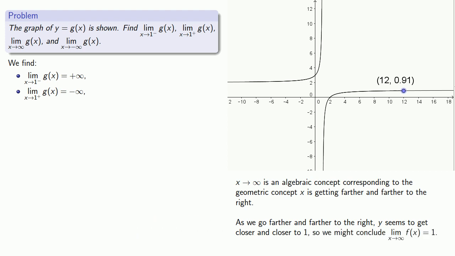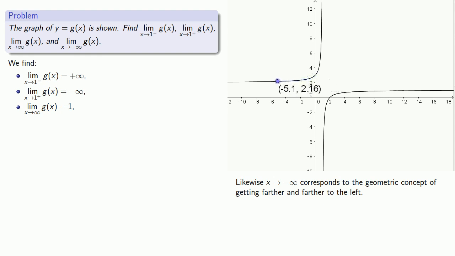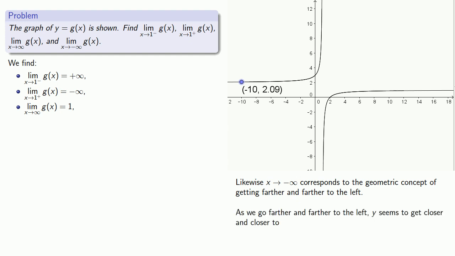1, so we might conclude that our limit as x goes to infinity of g of x will be 1. And finally, this concept of x going to minus infinity corresponds to the geometric concept of getting farther and farther to the left. And as we go farther and farther to the left, y seems to get closer and closer to 2. And so we might say that the limit as x approaches minus infinity of g of x is going to be equal to 2.